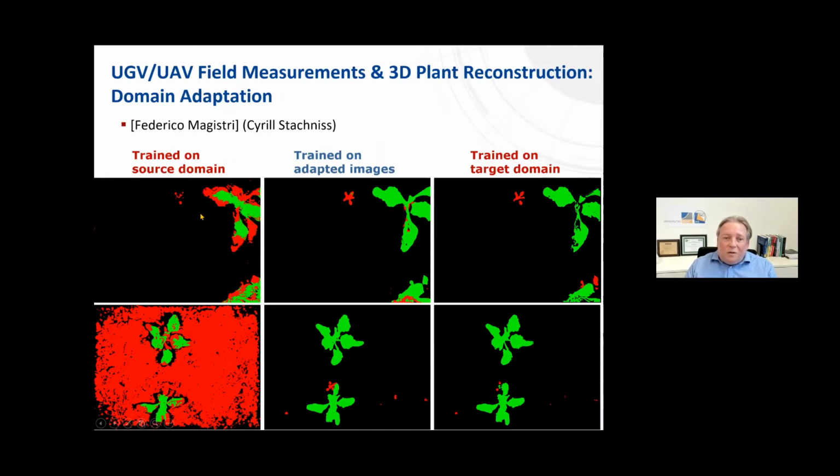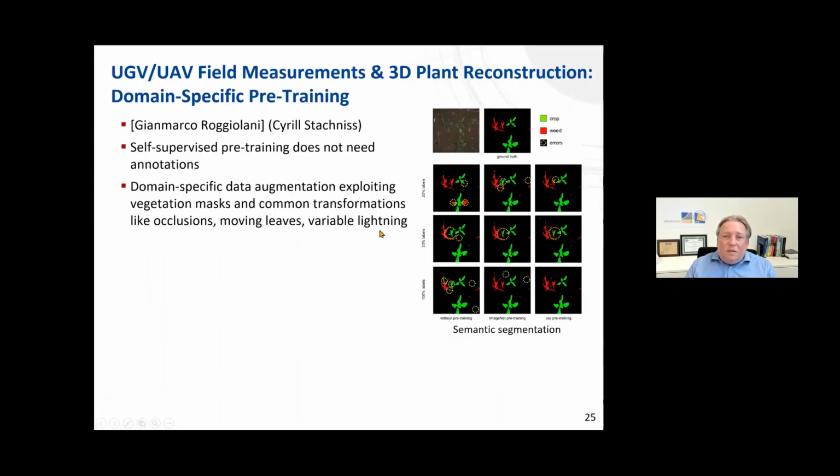If you train on the source domain that is different from the target domain and test there, the results are awful. But if you make the source domain images look like the target domain and train there, then you are almost as good as training on the target domain. So you don't need to annotate here, but you can transfer the labels to this similar domain.